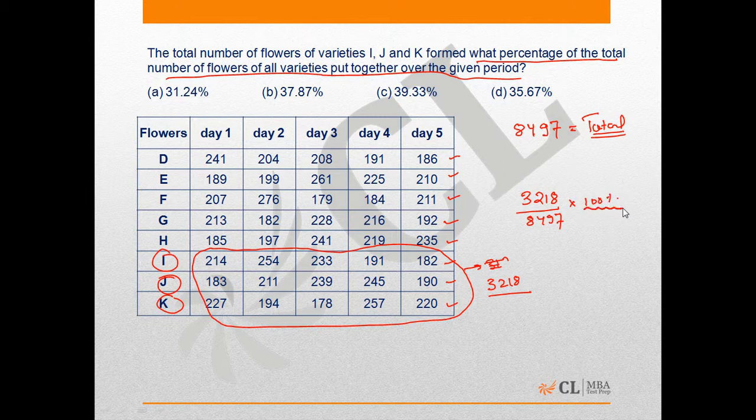Now if you roughly can understand, if I calculate one third of this 8497, this would be close to it, so your answer would be 37.87%, right?